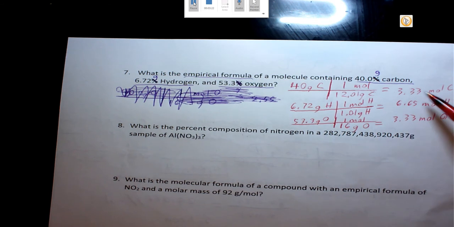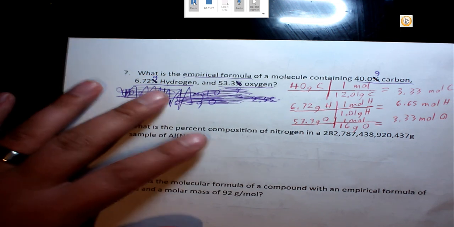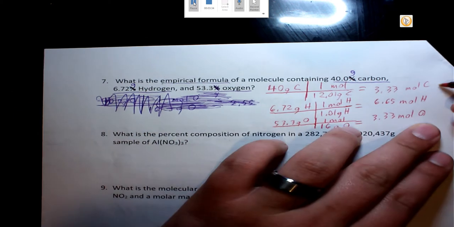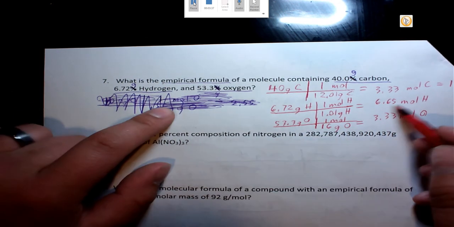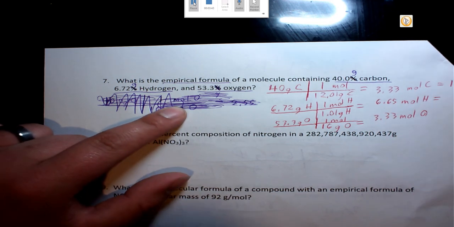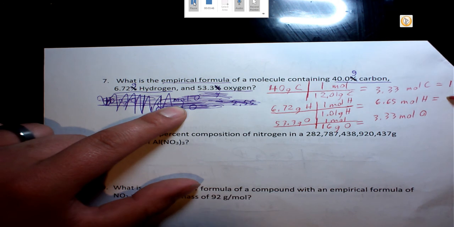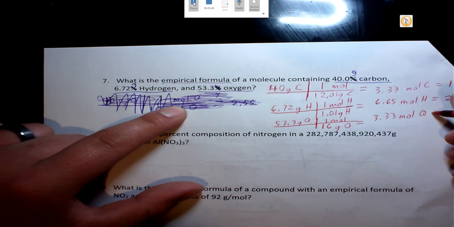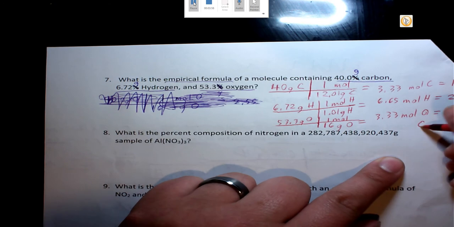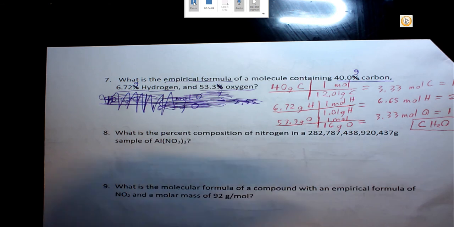Now, we can make a ratio here by taking whatever came out the smallest, which in this case is both the carbon and the oxygen, and we're going to divide each of these by this smallest amount. So we end up with 3.33 divided by 3.33. That's obviously going to come out to 1. 6.65 divided by 3.33 as well is going to come out to about 1.998 or something like that. So we're just going to round that to 2. And obviously this is going to come out to 1 as well. So there's our ratio. We have 1 to 2 to 1. So when we write that as a formula, we just make it CH2O. And that is our final empirical formula.